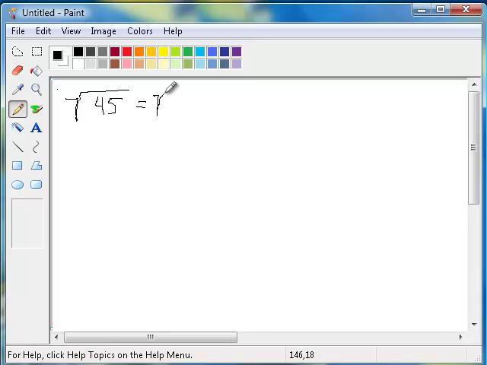So we can use our product rule, and we can say the square root of 45 equals the square root of 9 times the square root of 5, because 9 times 5 equals 45. And then we can say the square root of 9 equals 3, and we leave the 5 under the square root symbol because there is no perfect square in the 5. And we are finished. 3 times the square root of 5 equals the square root of 45.